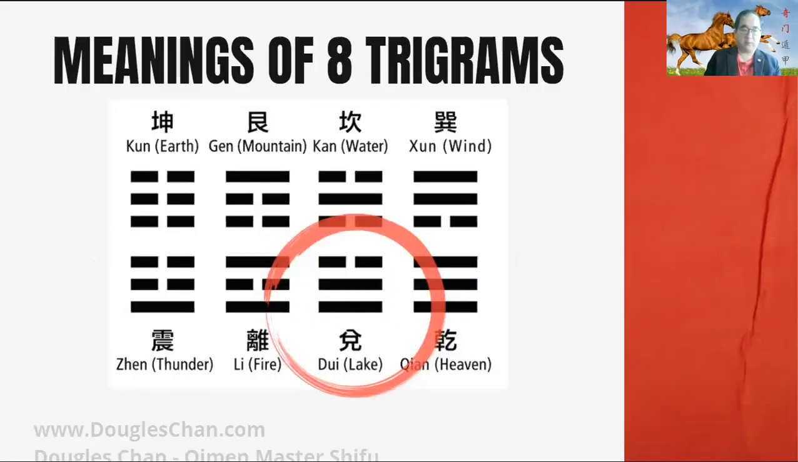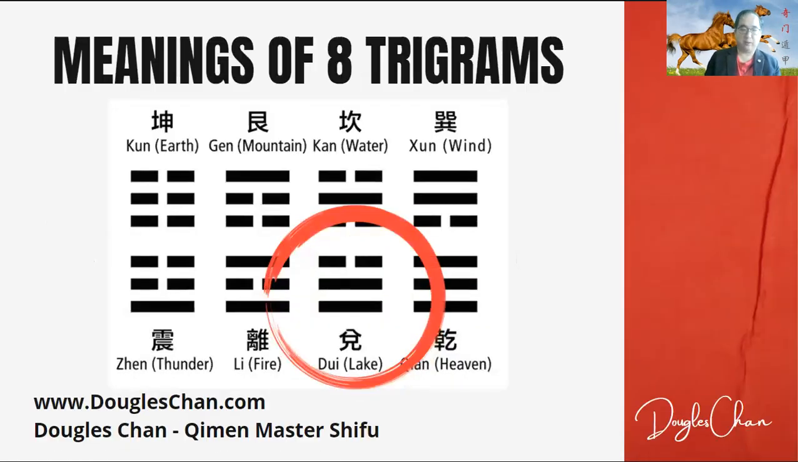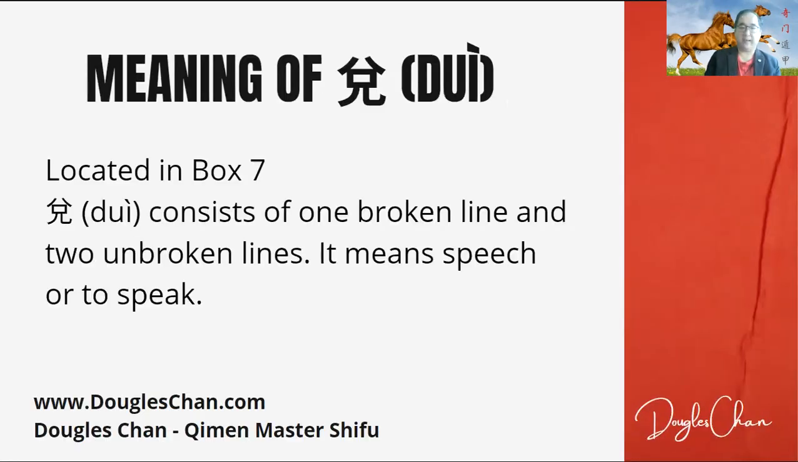Next, we move on to the symbol called Tui. Tui has one broken line and two unbroken lines, which means speech, or to speak. So in an environment where you need to speak, where you need to give speeches, it represents something in this aspect. Of course, it depends on how you apply the situation to the environment of box number 7, which is called the Tui.